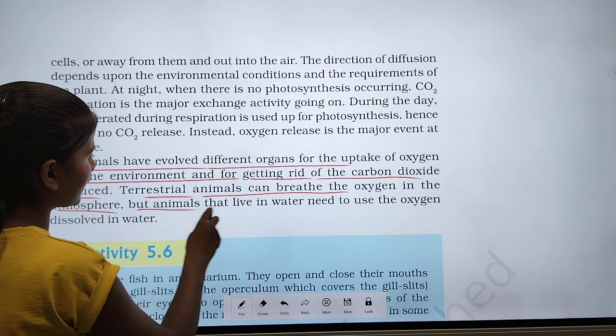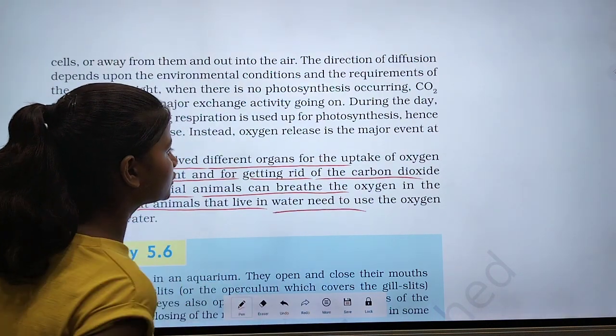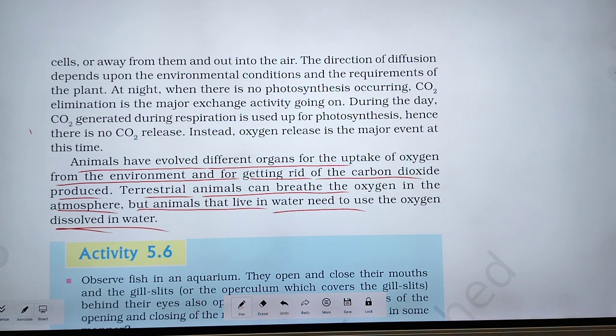But animals that live in water need to use the oxygen dissolved in the water. Terrestrial animals can breathe the oxygen in the environment, but animals that live in water use the oxygen dissolved in the water.